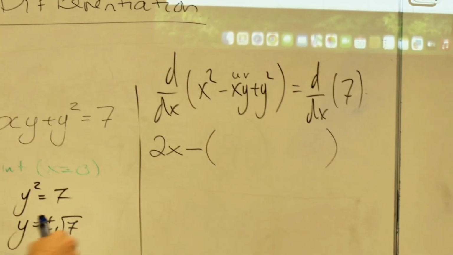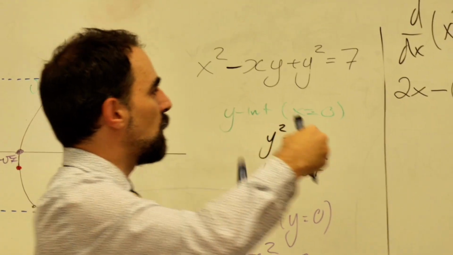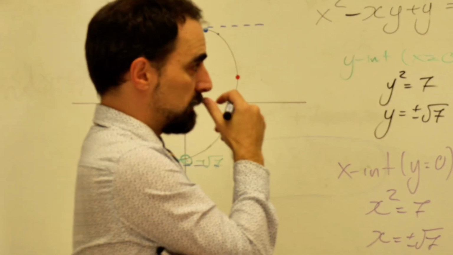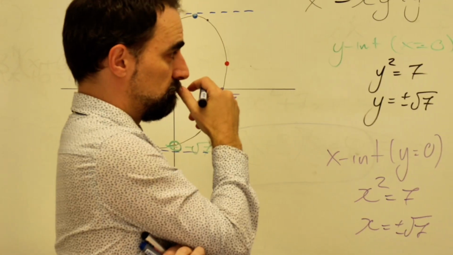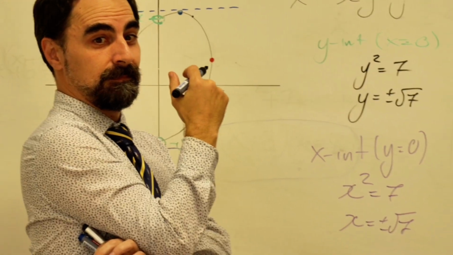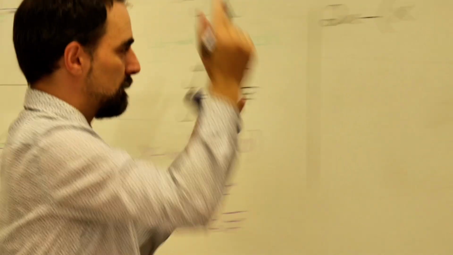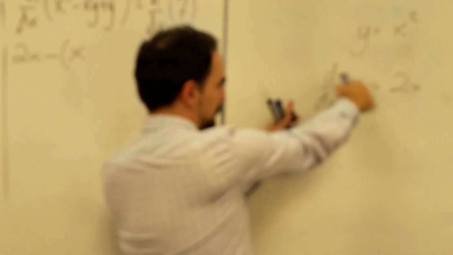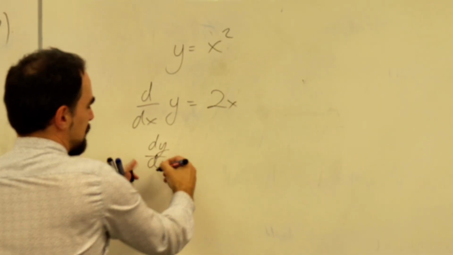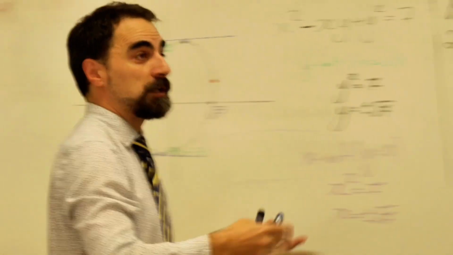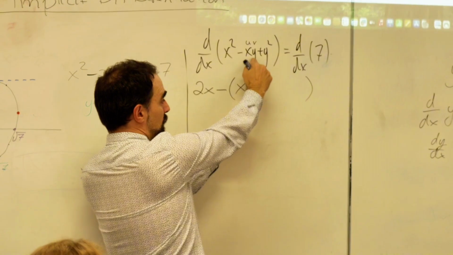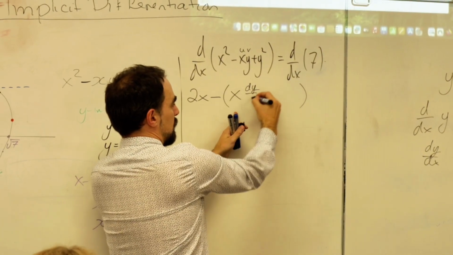Okay. Product rule. So we're going to do u v prime. U is x. V prime. What's the derivative of y with respect to x? It's just dy dx. This dy dx is the derivative of y. It's the rate of change of y with respect to x. So the derivative of y is just simply going to be dy dx.